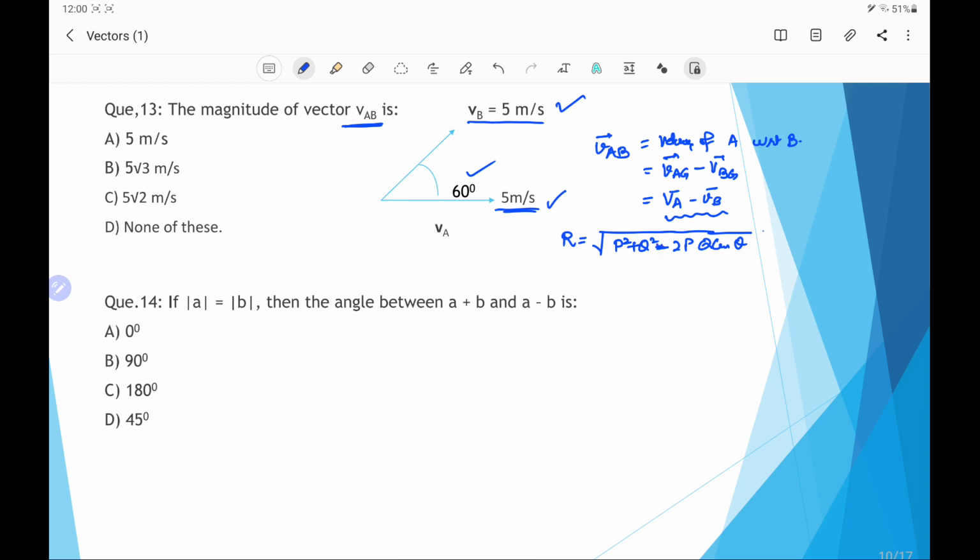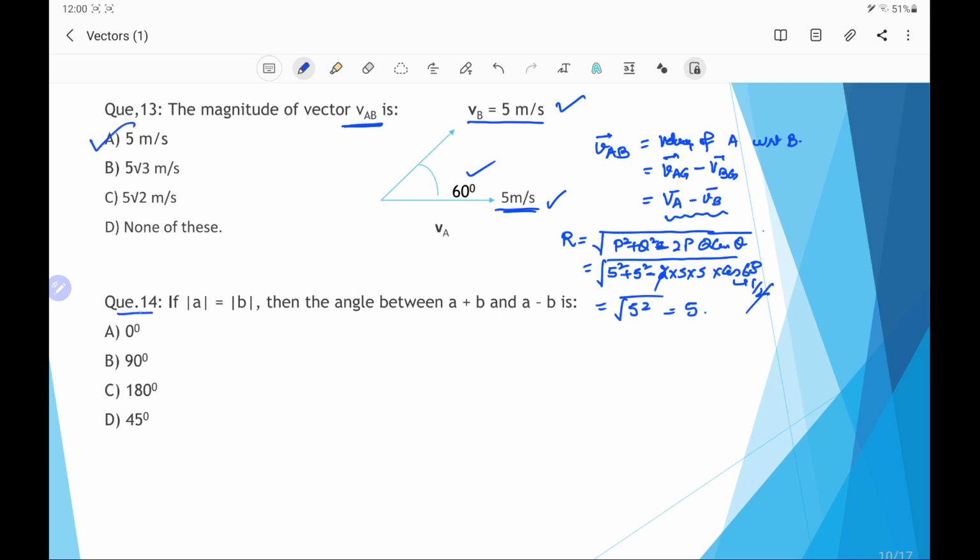but while we subtract the vectors, it is written as P square plus Q square minus 2PQ cos theta. Now substitute the values of P and Q, that is VA and VB: it is 5 square plus 5 square minus 2 into 5 into 5 into cos of the angle between them, which is given as 60 degree. Cos 60 is 1 by 2, and these two get cancelled, and simply what remains is root of 5 square, that is equal to 5. Hence option A is the correct option.